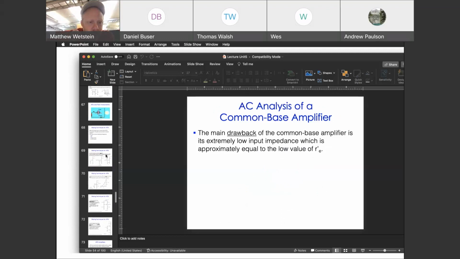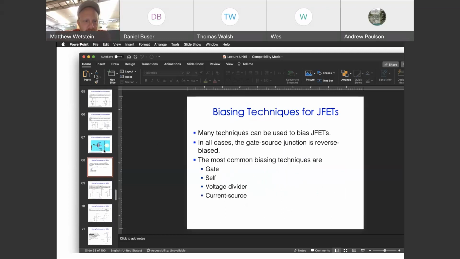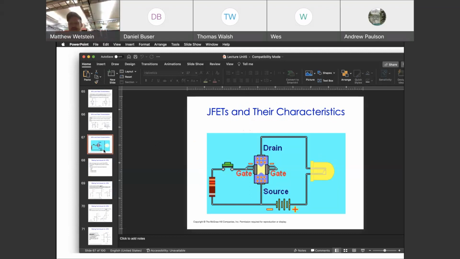So let's go back to JFETs. If you remember, JFETs are field effect transistors, and they are basically transistors where you have a channel, and the channel allows current to flow through it in the default state. It has some what we call transconductance to it, 1 over the resistance or the resistivity.